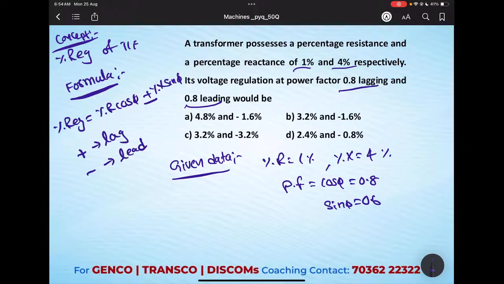We know that sin square can be found from this formula also. Since we may not be able to use the calculator in the examination, we need to remember some basic formulas. Sin square phi plus cos square phi is equal to 1. From this formula we can calculate sin phi.